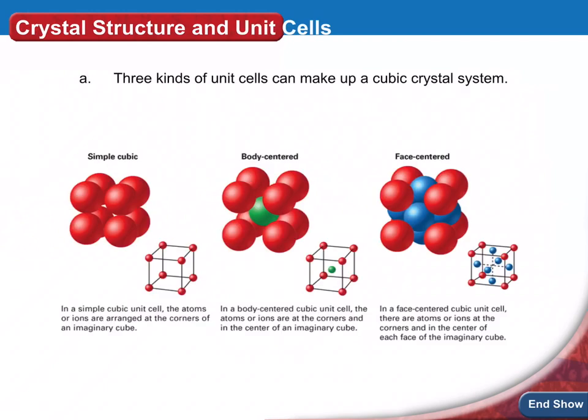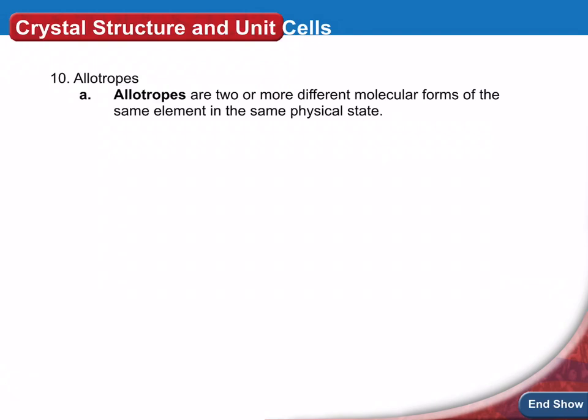So 3 kinds of unit cells can make up a cubic crystal system, so something that takes a cube shape. There's simple cubic, and that just has the 4 corners. But then you have the type that is body-centered and then face-centered. So you can have different particles interspersed throughout, and it definitely depends on the attractions and how things are going within the solid.